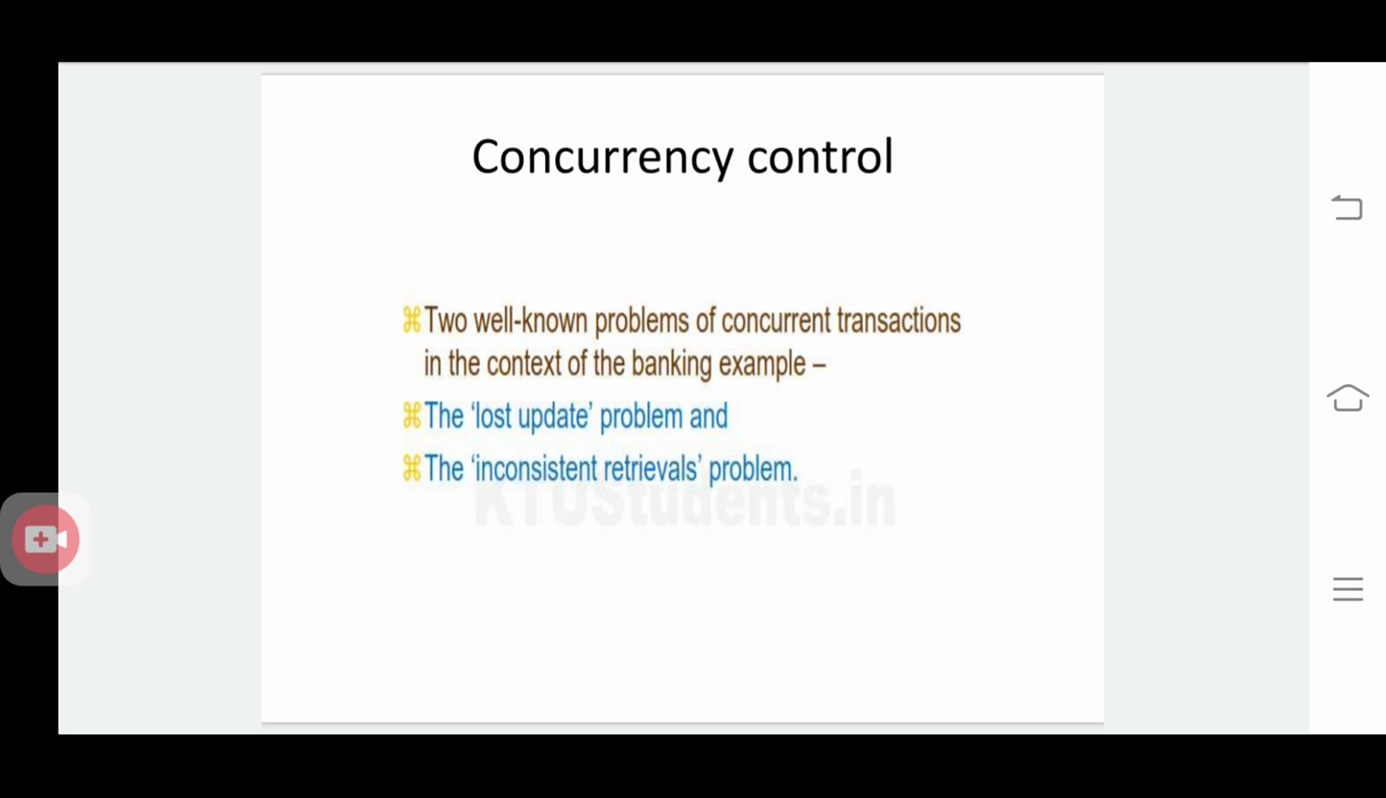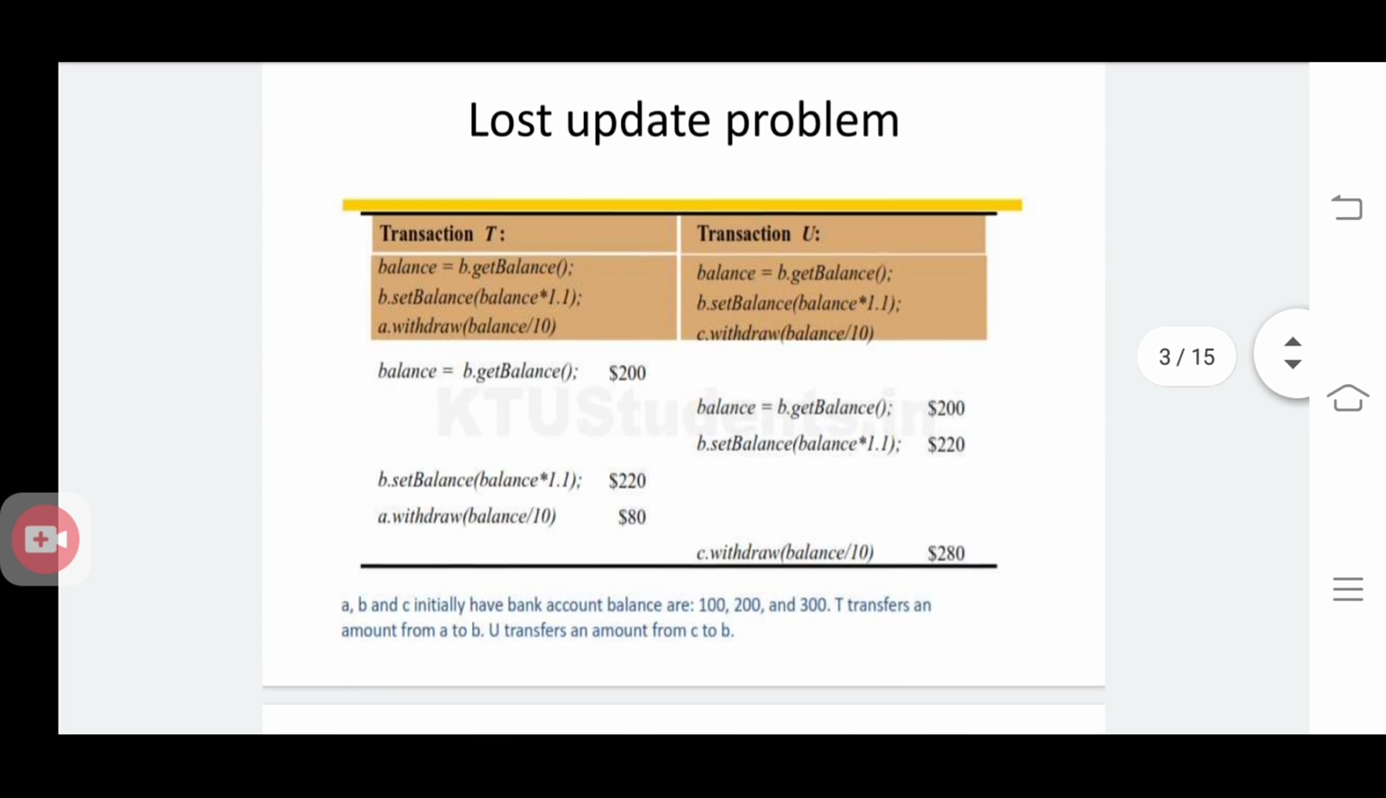Which are the problems in concurrent transactions? The lost update problem and the inconsistent retrievals problem. For that we are discussing a banking example in which two operations are deposit and withdraw, and there are also get balance and set balance operations. So first, we can discuss the lost update problem.